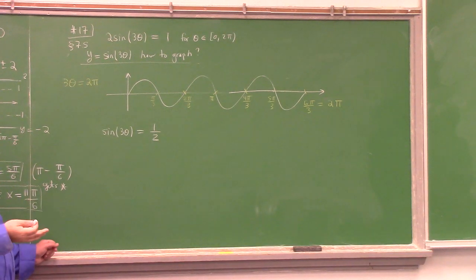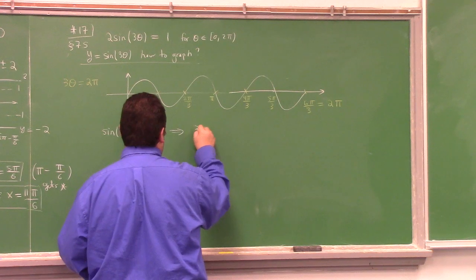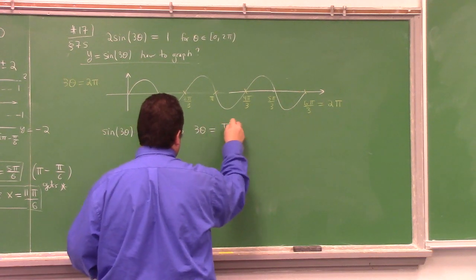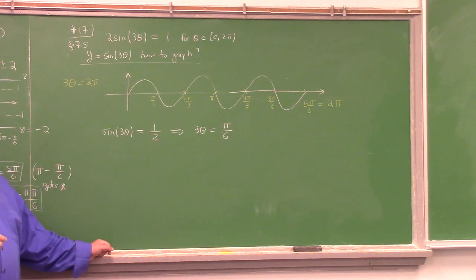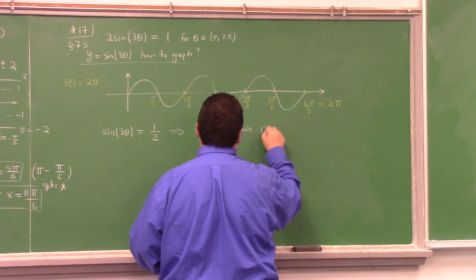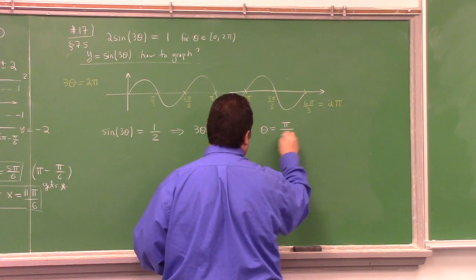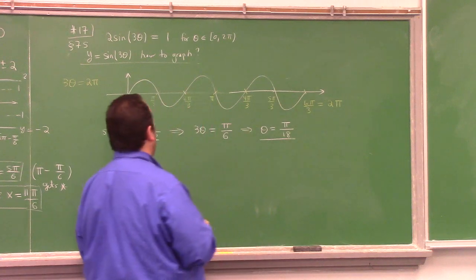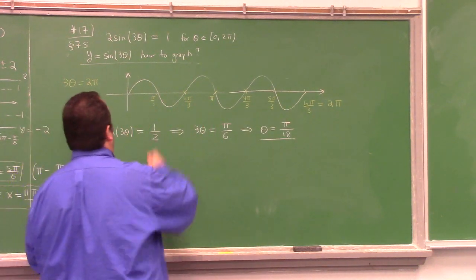Well, again, this is a special angle, right? So I know that that means that 3 theta must be pi over 6, because pi over 6 makes sine equal to a half. So one of my solutions is theta equals pi over 18. Where is that in this picture? Well, I guess I haven't drawn it. Let me put the half in, right?